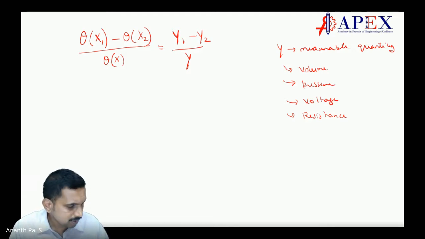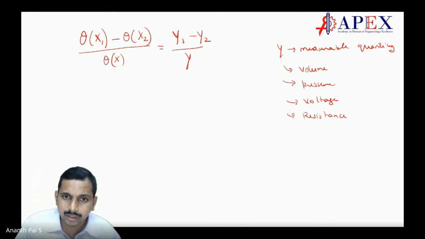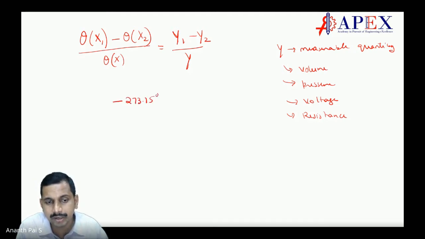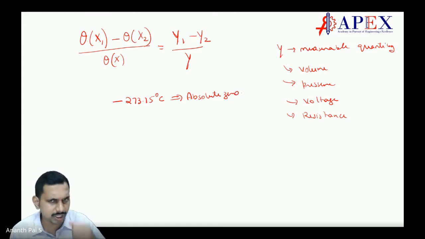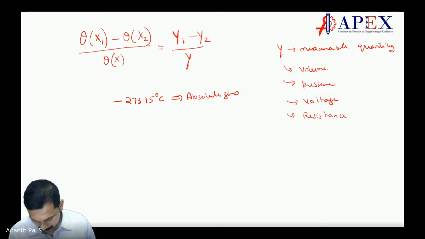Now, one of the things I have told you students is that we cannot have temperatures below minus 273.15 degrees centigrade. What is this? This is absolute zero. We cannot go below that. Now let us prove that. Okay, how to prove it?